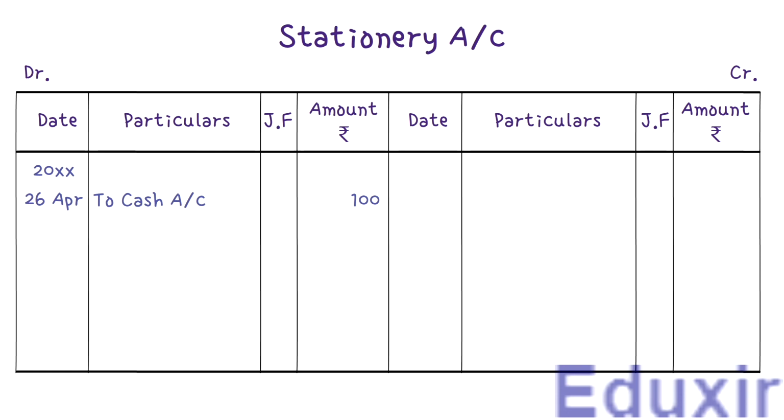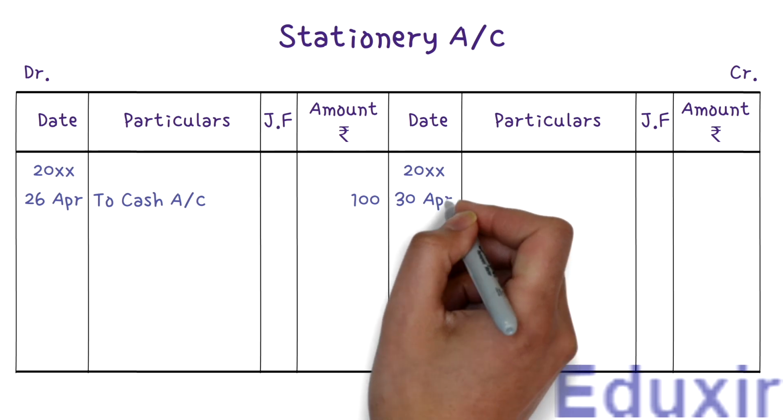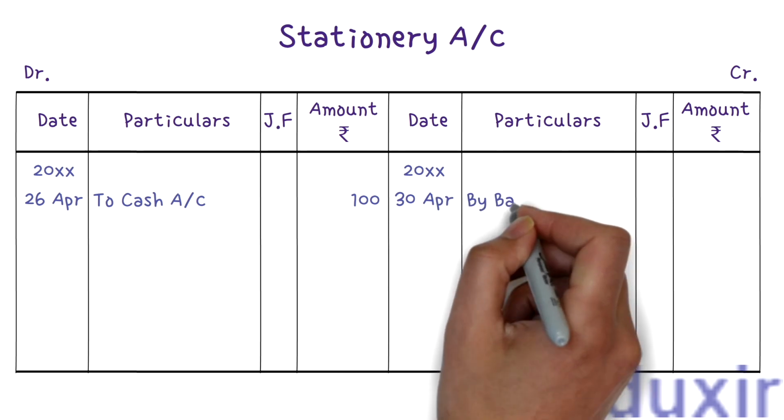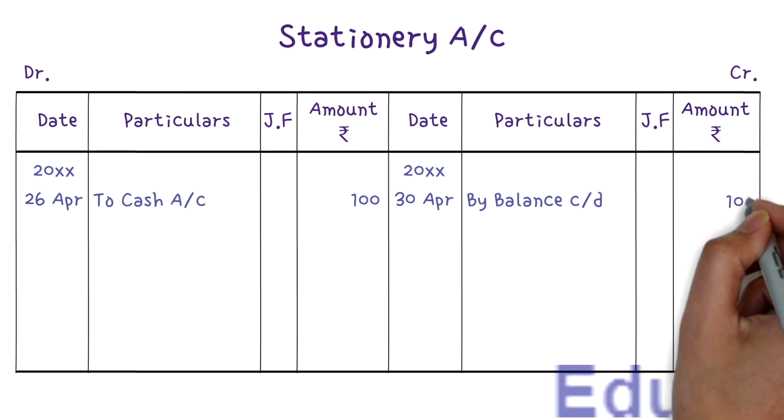As there are no entries on the credit side, the entire debit balance of 100 rupees need to be carried down. As this is the first entry on the credit side, let's first write the year and then let's write the date as the last day of the month. Let's then write by balance carried down in the particulars column. Let's then write 100 rupees in the credit amount column.